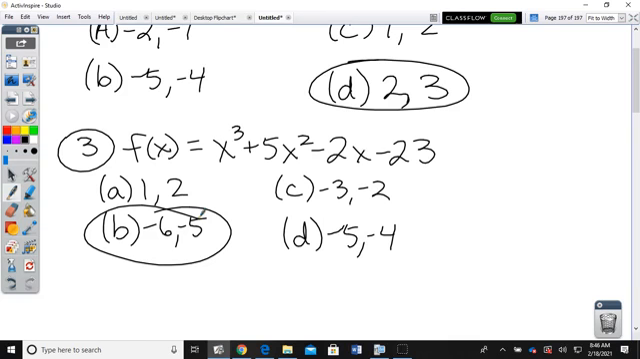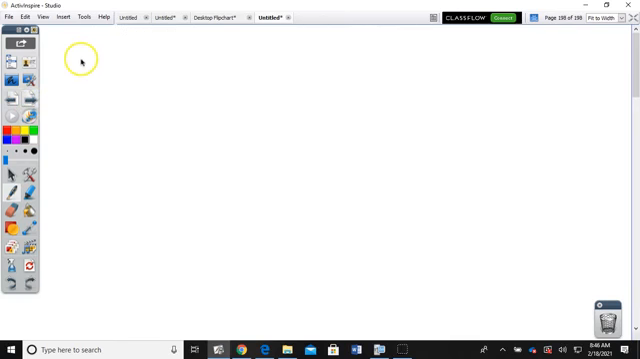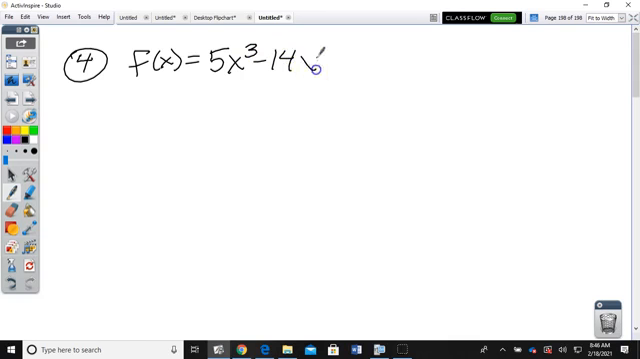Four and 5 are also just calculator problems. It says to approximate to the nearest tenth the real zeros of the function. So there's no work to show. You're just showing me that you know how to use your calculator the right way to find the zeros. So, again, we're going to plug them in. 5x to the third minus 14x squared minus 13x minus 2. And I'm going to graph that.